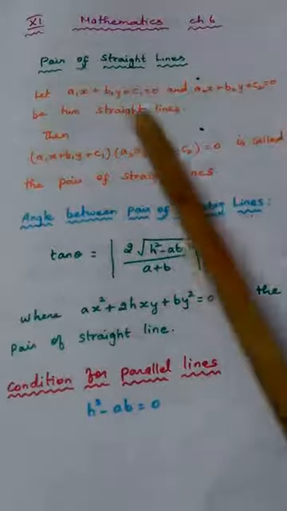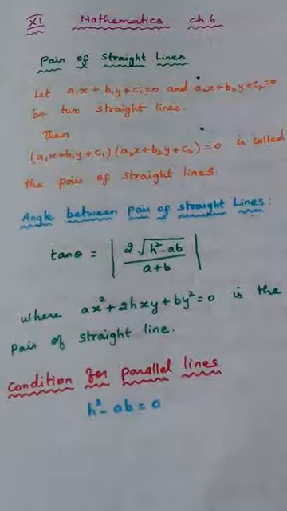Then the combination of these two, that is the product of these two, first line into second line equal to 0. This is called the pair of straight lines. So we are combining two straight lines together and saying it in a single equation, then that is called pair of straight lines. So pair of straight lines means in that equation we have two straight lines. That is the meaning.